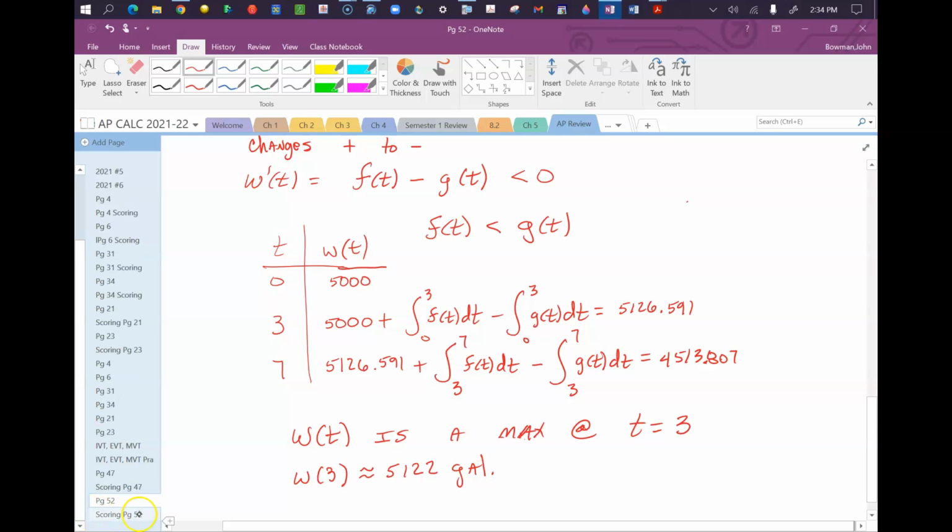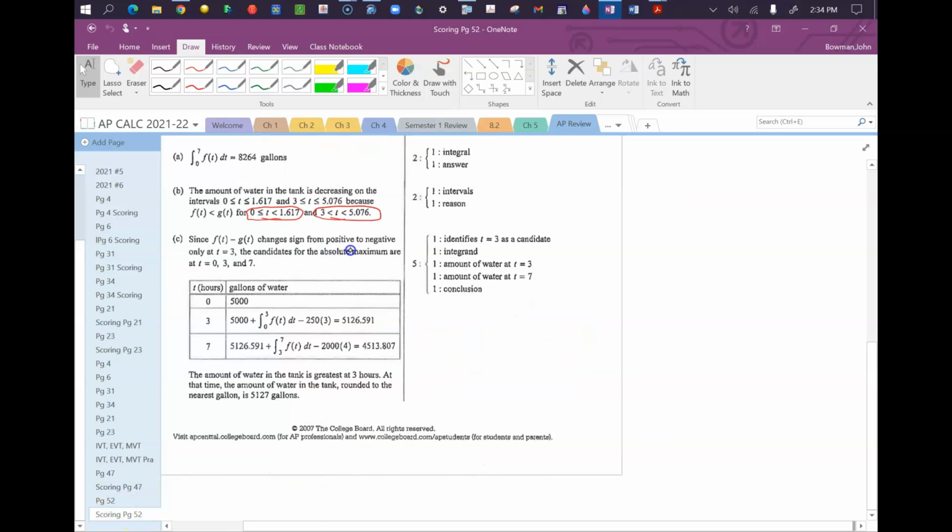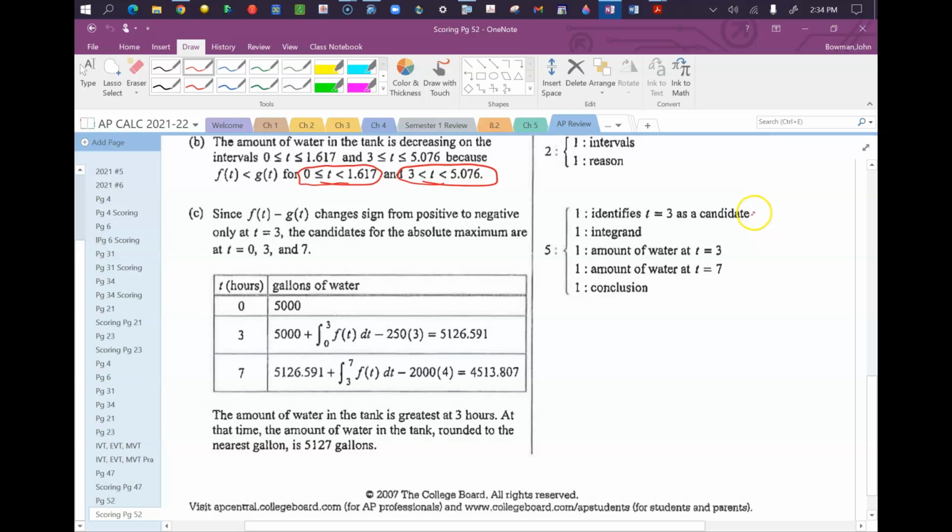And let's wrap this up by taking a look at how they would score that. So, identifies t equal 3 as a candidate, obviously a justification for that. F of t minus g of t changes sign from positive to negative. The integrand, I'm assuming they're talking about this part right here. We wrote an integral for this part as well, but we didn't have to. The amount of water at t equal 3, the amount of water at t equals 7. I'm not sure why you don't include the amount of water at t equals 0, and then finally a conclusion.